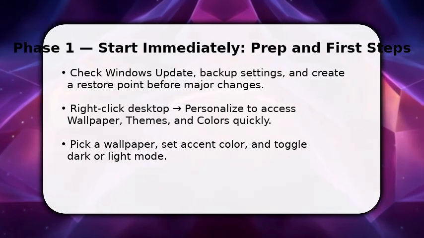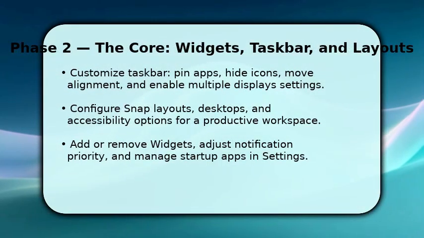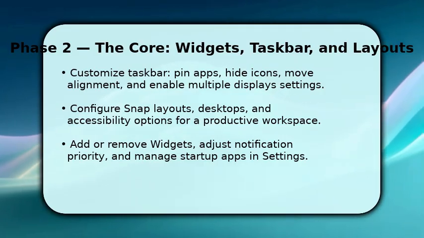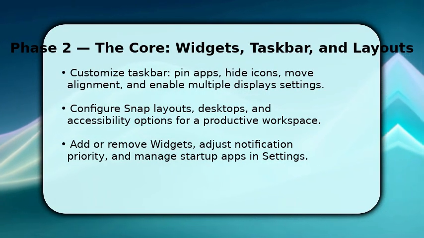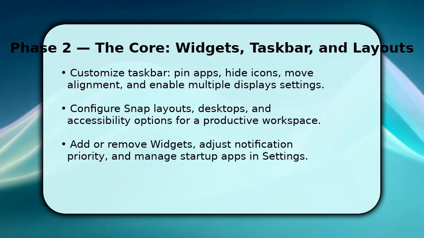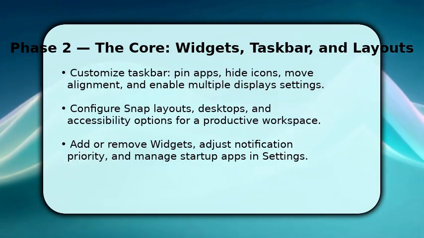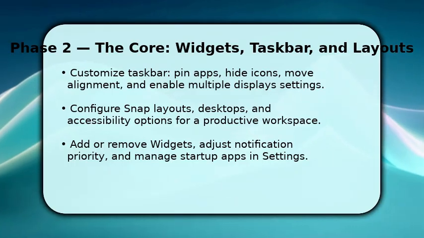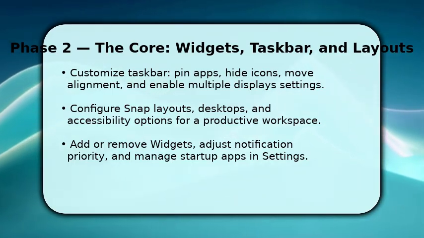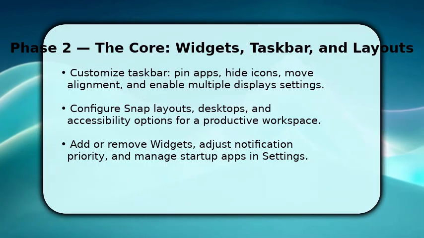You now refine the workspace. Pin the apps you use daily to the taskbar, change alignment to left or center, and hide system icons for a cleaner look. Next, enable snap layouts and set up virtual desktops to separate work from personal tasks, because organization speeds workflow. Make sure to review widgets and decide which feed items you want visible, and then manage startup apps in settings so boot time and focus improve.